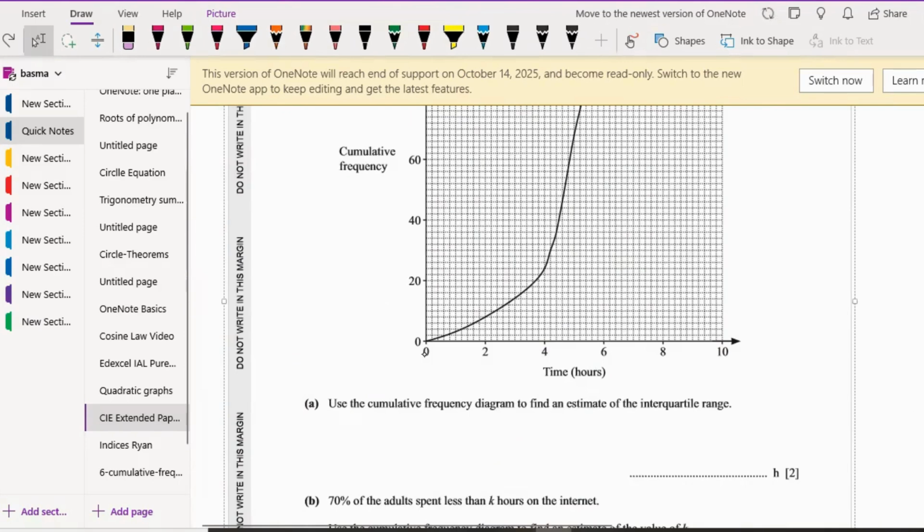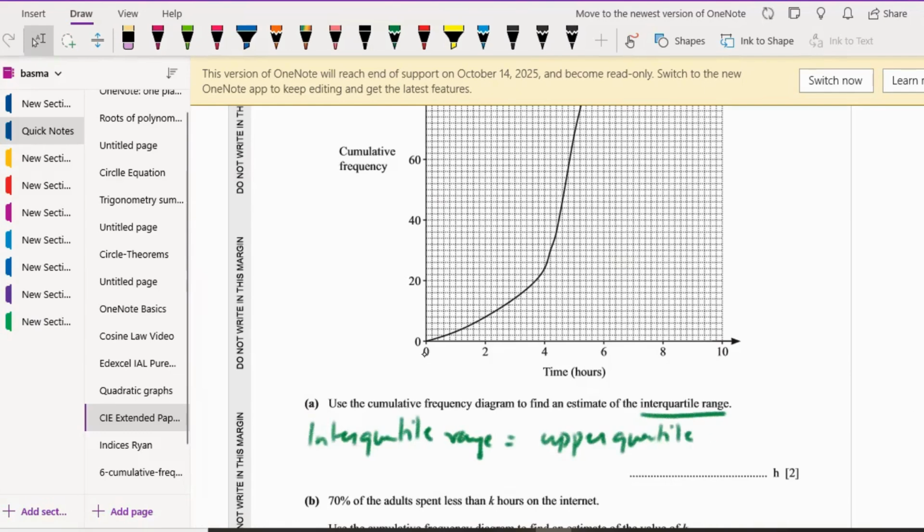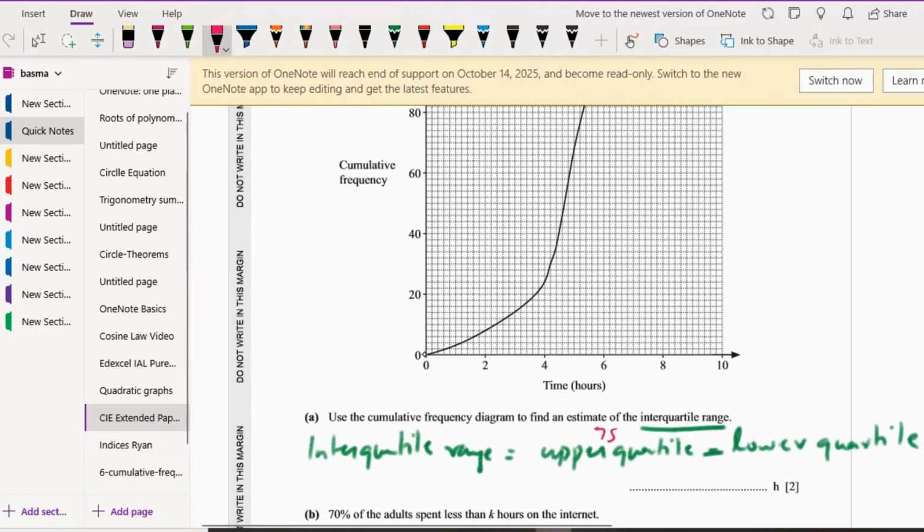Use the cumulative frequency diagram to find an estimate of the interquartile range. What is the interquartile range? The interquartile range is basically the upper quartile minus the lower quartile. What is the upper quartile? The upper quartile is the 75th percentile of the total cumulative frequency, and the lower quartile is the 25th percentile, which we call Q3 and Q1.